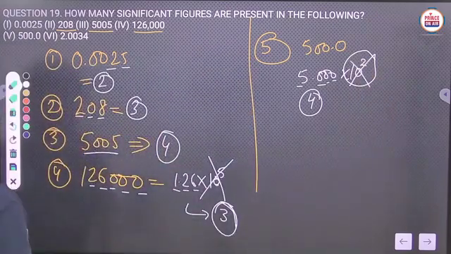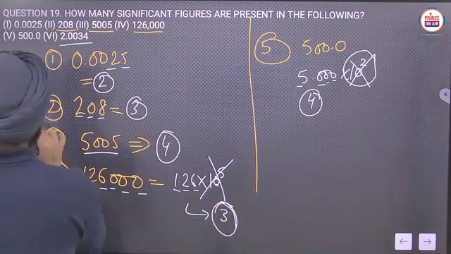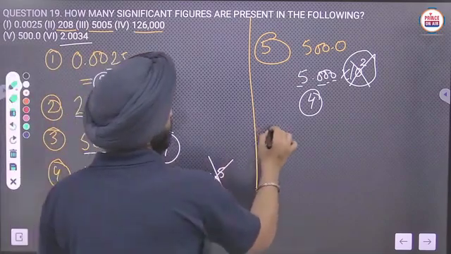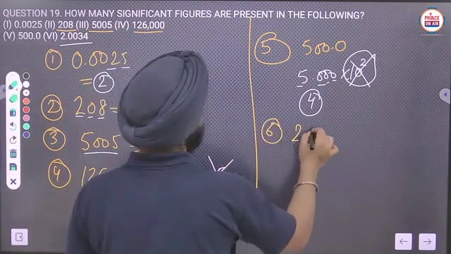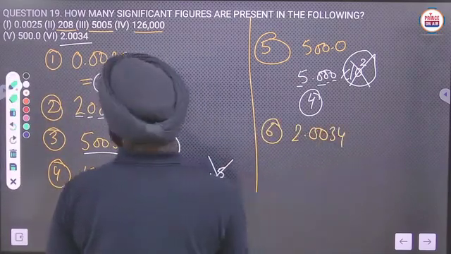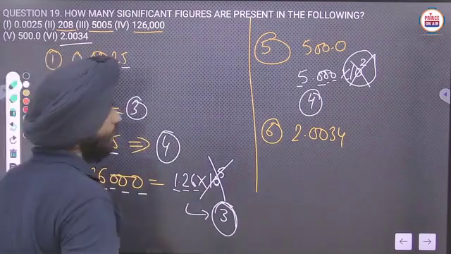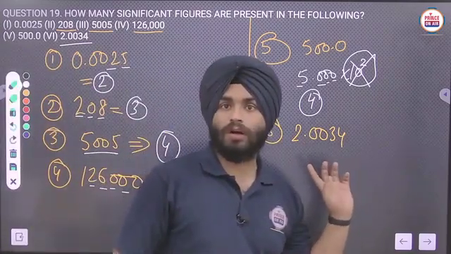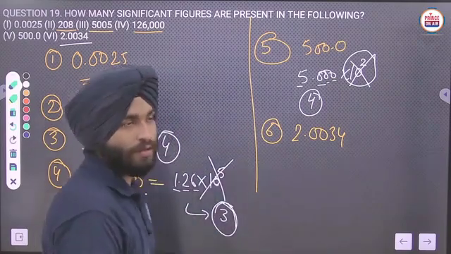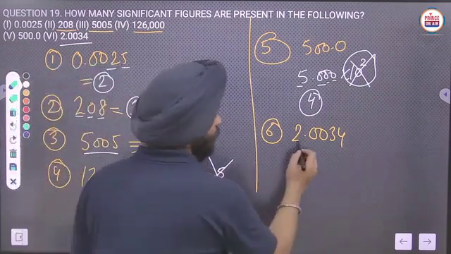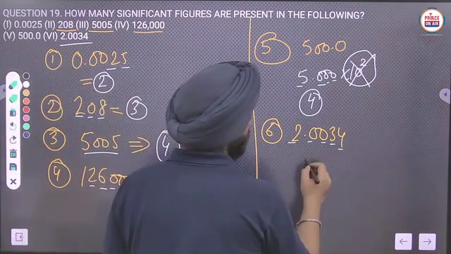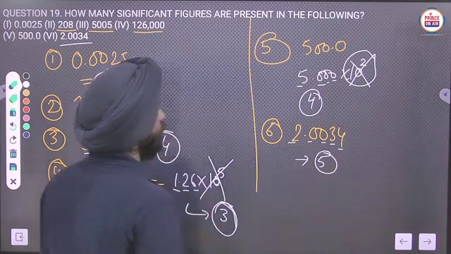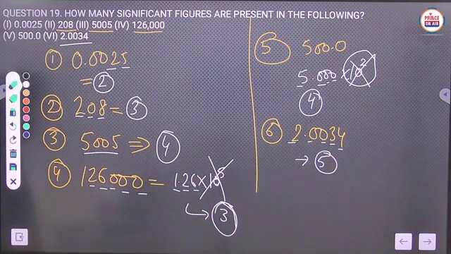Clear? Okay, next one is 2.0034. Similarly, here also the zeros in between the two non-zero digits are considered significant. So 1, 2, 3, 4, 5. So the significant figures will be 5 here. Okay then? Clear?